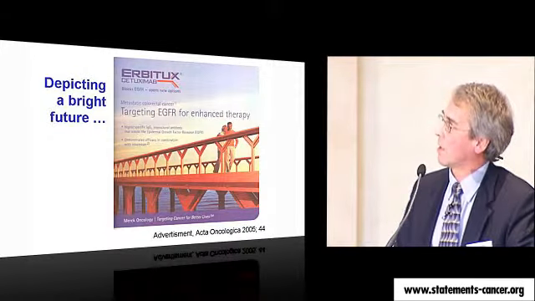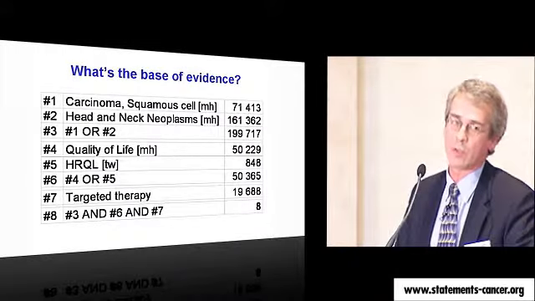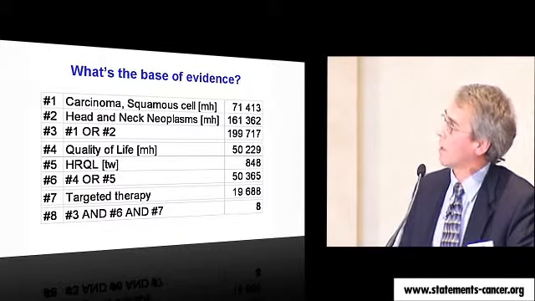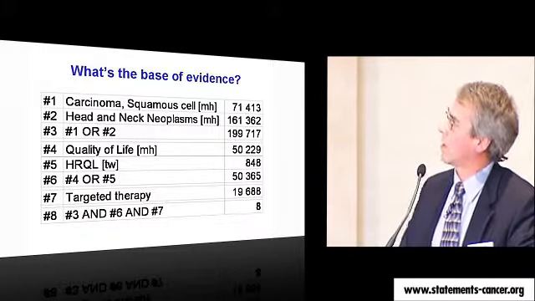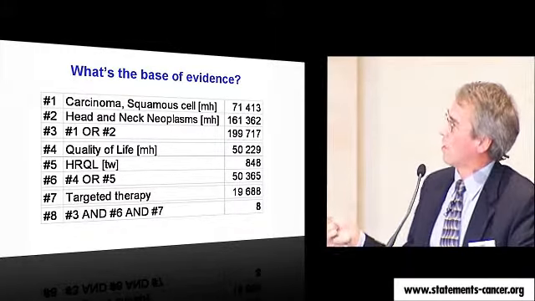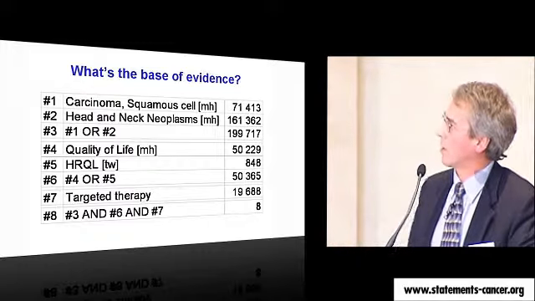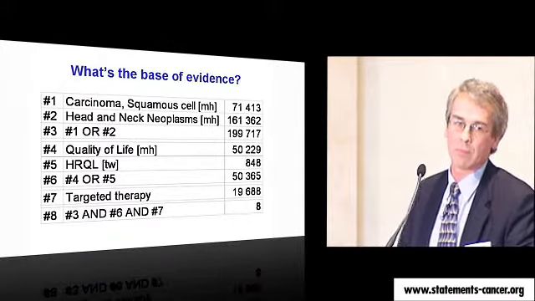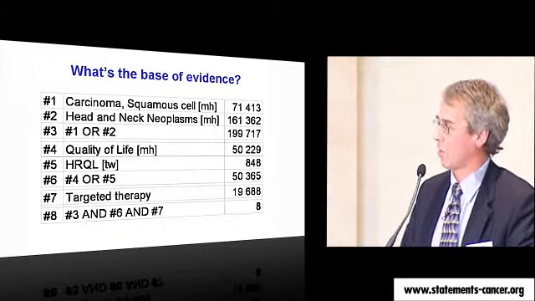We are going to discuss quality of life, and we should evaluate the evidence base. So I went into Medline and looked at squamous cell carcinoma, head and neck neoplasm. There were 199 articles. Quality of life, with different search strategies, 50,000. Targeted therapy, close to 20,000, and altogether 8. None of these 8 papers specifically addressed quality of life and targeted therapy.